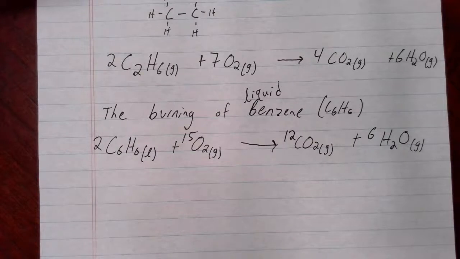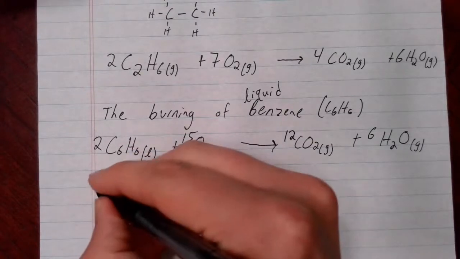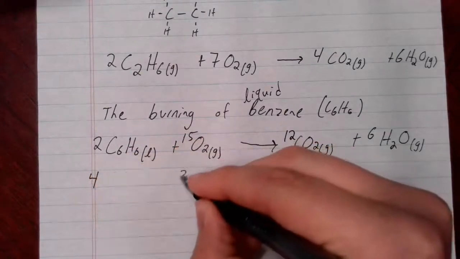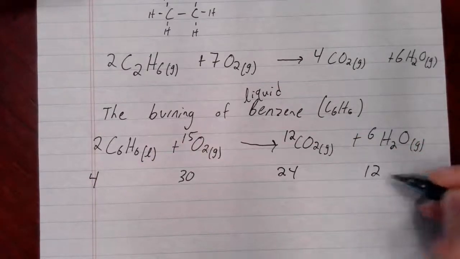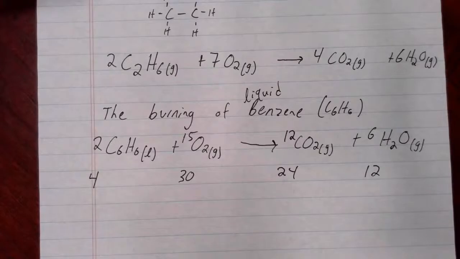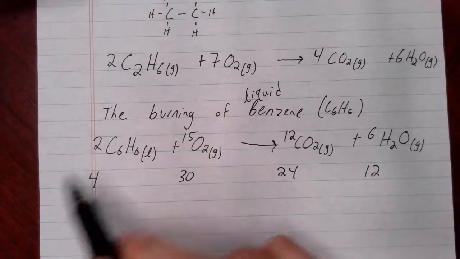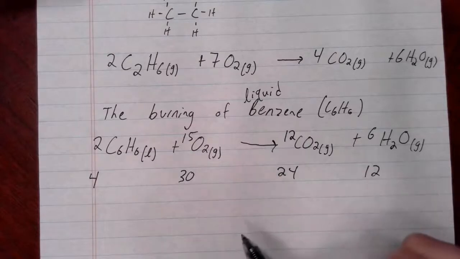So let me show you what I mean by reducing in case you're confused on that. So if you had gotten the coefficients to be 4, 30, 24, and 12, would that equation still technically be balanced? Yes, you would still have the correct number of atoms on each side, but you could go back and reduce all these numbers by 2. So you want to have the coefficients in the simplest terms possible.